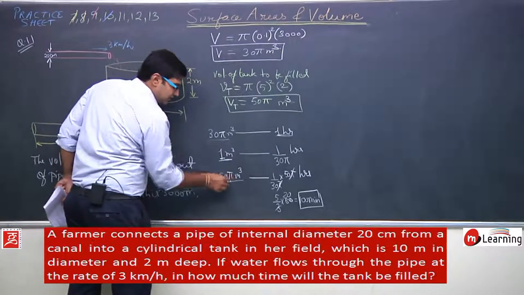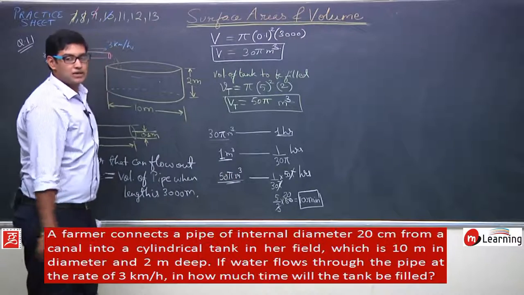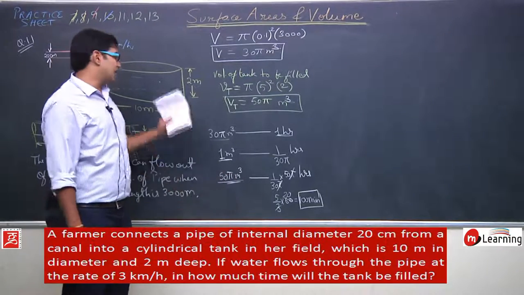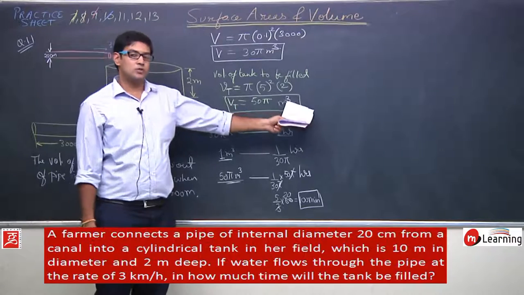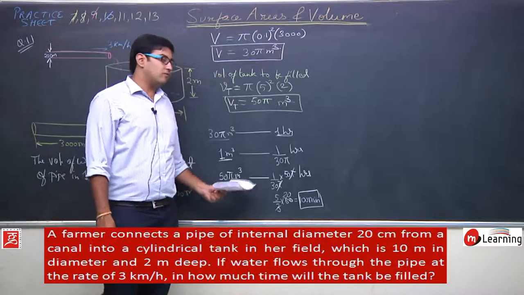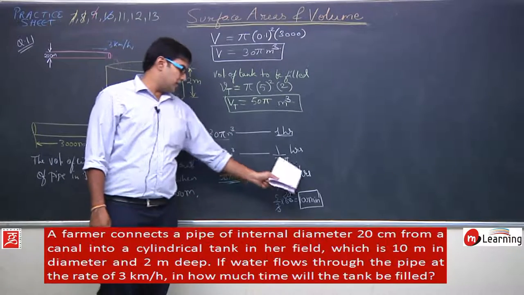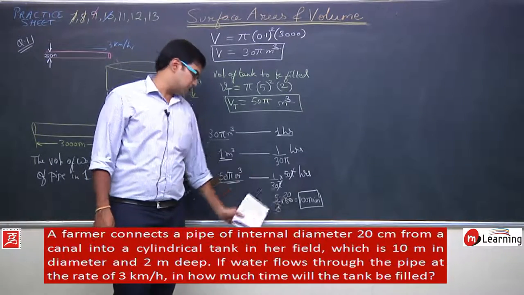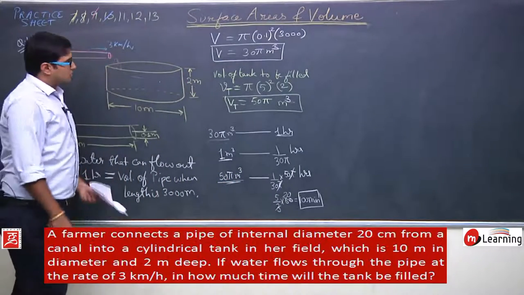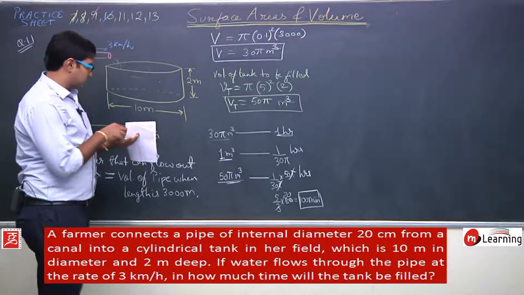So to give this much water, that is 50 pi meter cube. Why 50 pi meter cube? Because the capacity of this tank is 50 pi meter cube. So I need this much water. I can get this much water from this pipe in 50 pi upon 30 pi hours, that is 100 minutes. So you need to solve this question like this.